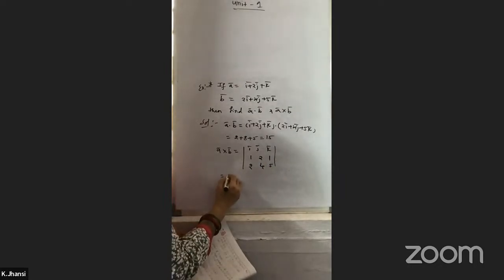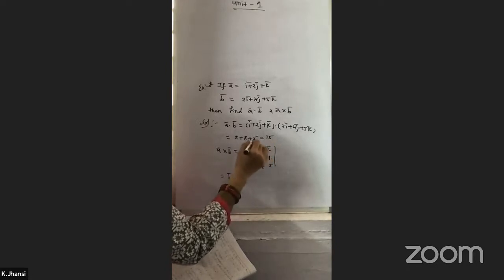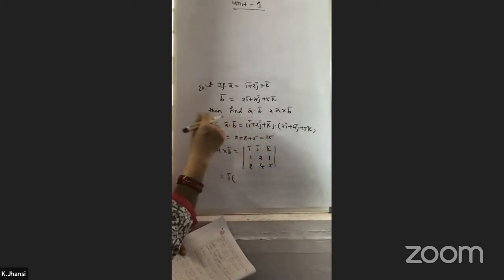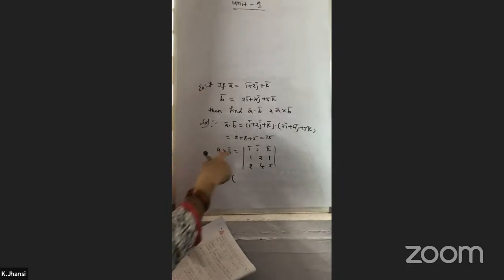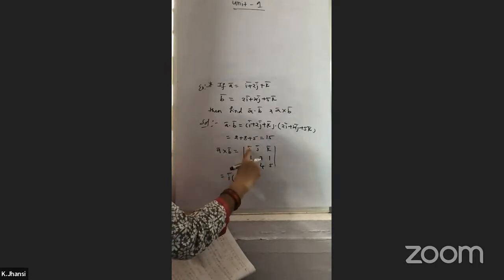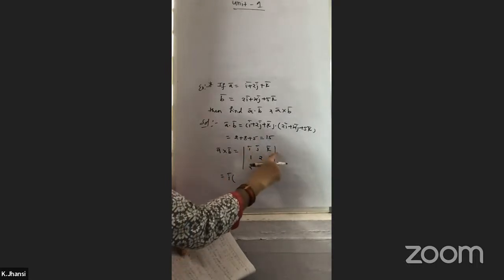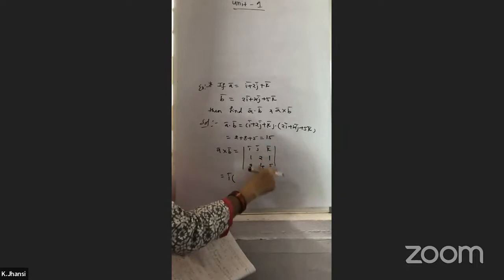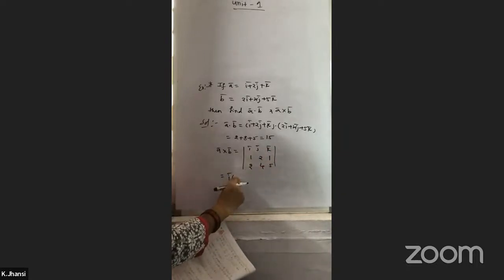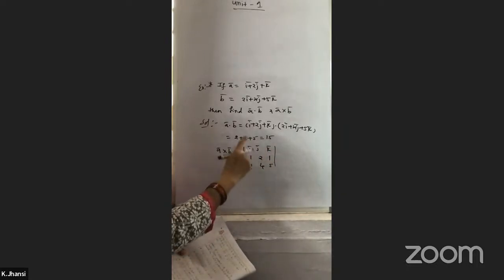So when you find the determinant of this one, I hope you already know from 5th semester, you have seen the Cayley-Hamilton theorem. In that you have seen how to find the rank, and you have the concept of determinant. So this column and this row, if you eliminate, whatever the minor is there, you get the cofactor of i.